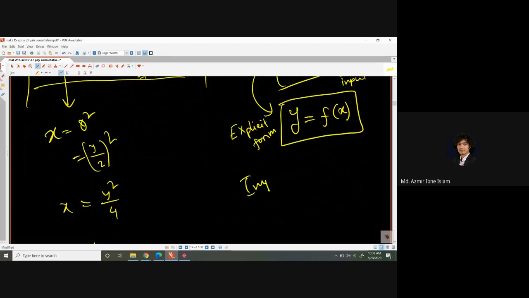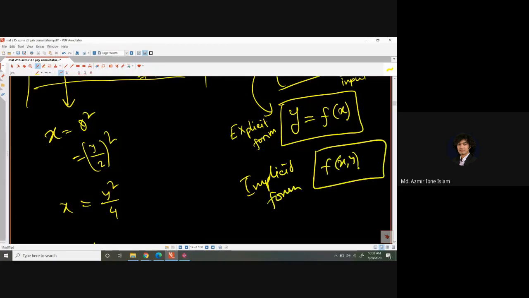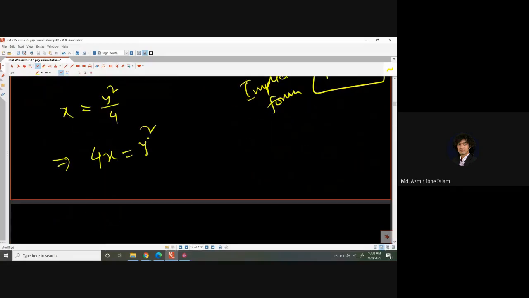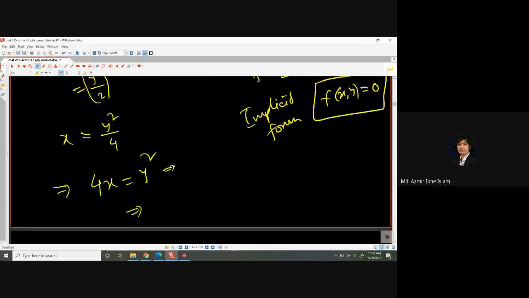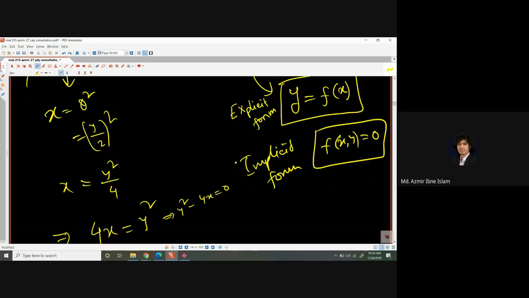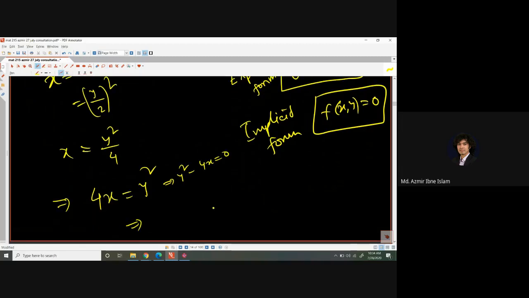We have also the implicit form. Implicit form is f of x comma y equal to a constant, 0 or c. So that means we can write it this way, y squared equal to 4x. This is the implicit form. We can write it this way, y squared negative 4x equal to 0. Or if we want, we can also write y equal to f of x. So y squared equal to 4x, or we can say y equal to plus minus root over 4x.